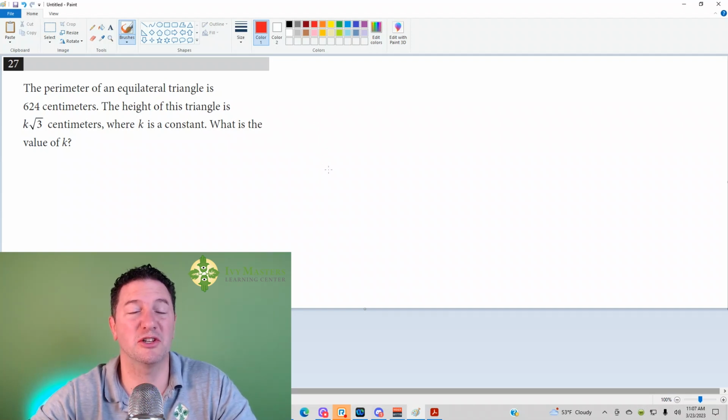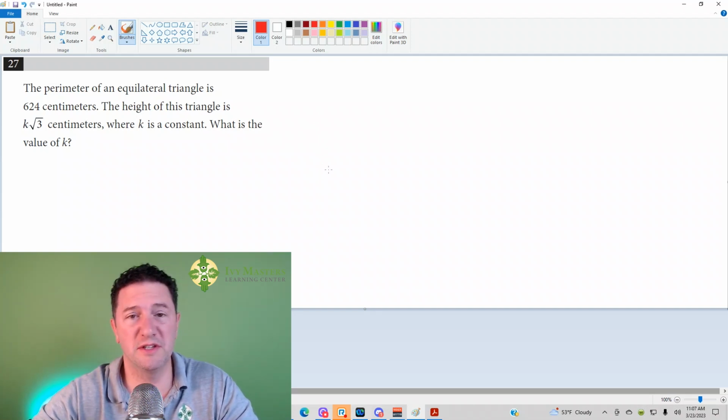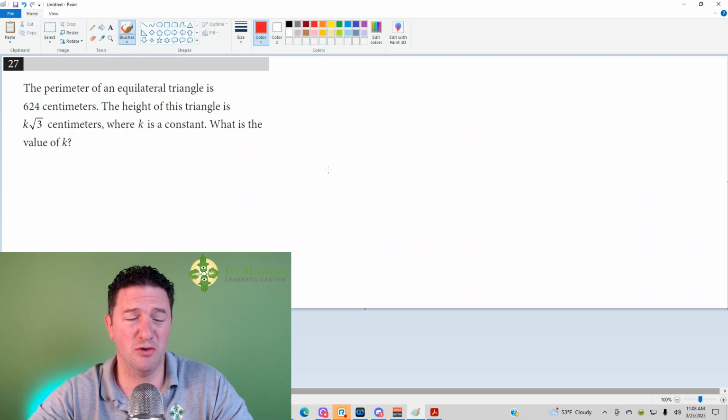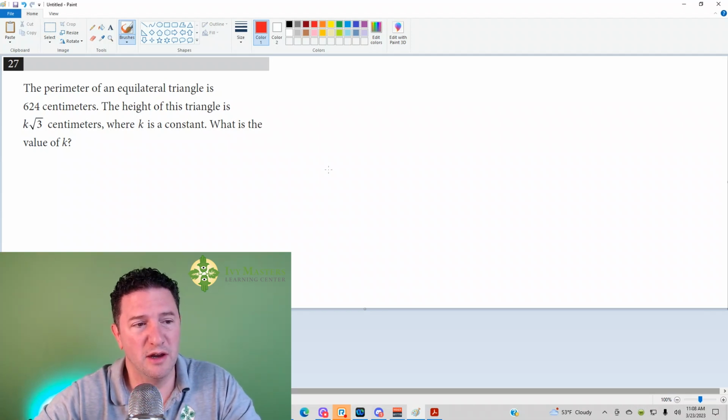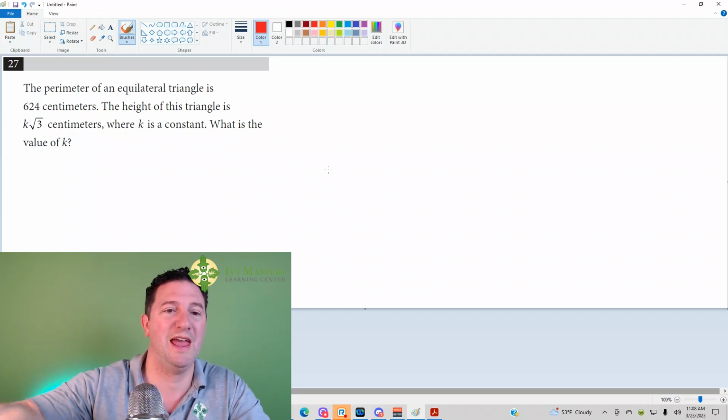And today we're going to look at the 27th question from the Linear Digital SAT Test 1 Module 1, Math. 27 reads, the perimeter of an equilateral triangle is 624 centimeters. The height of this triangle is k root 3 centimeters, where k is a constant. What is the value of k?